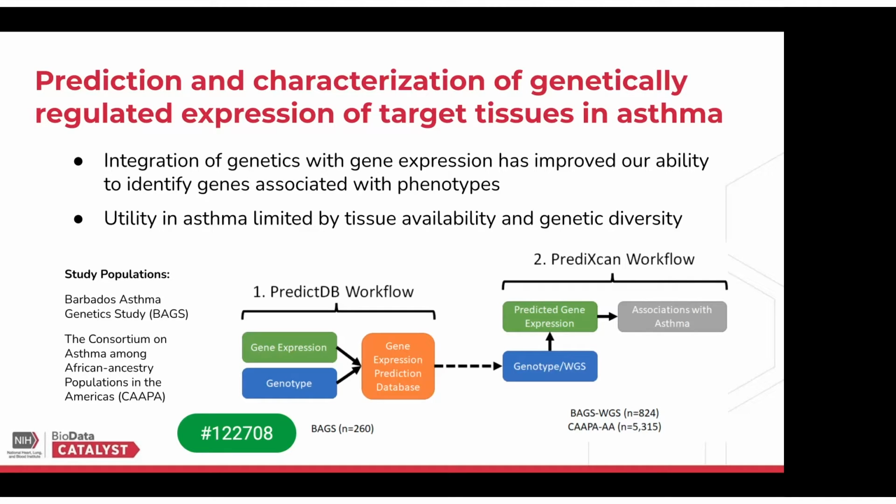So this slide gives a brief overview of the methods that we use. The title of my fellowship was Prediction and Characterization of Genetically Regulated Expression of Target Tissues in Asthma, which is a bit of a mouthful. The goal is that we're trying to integrate genetic data with gene expression to build prediction models that we can then apply in external data sets in order to predict or impute gene expression from genetic data.